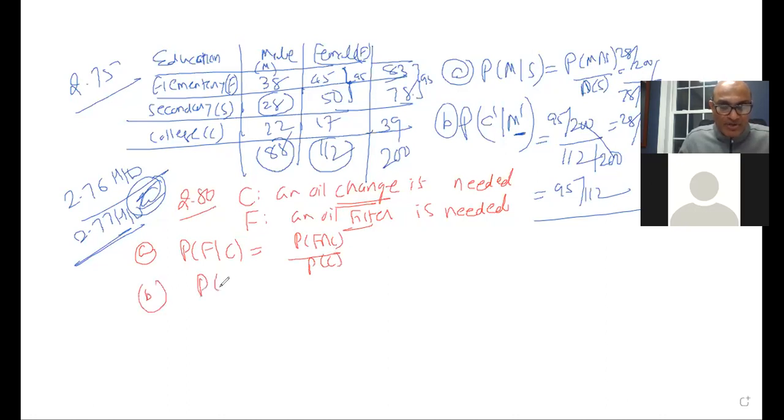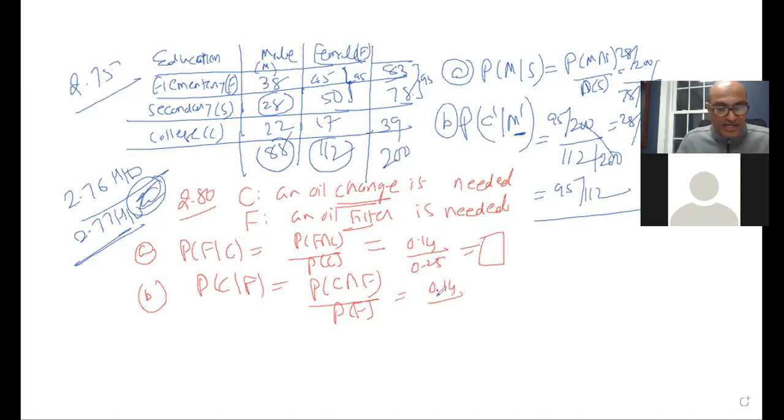And probability of C given F, that is equal to probability of C intersection F divided by probability of F. Here, probability of F intersection C that is given in the book, that is equal to 0.14. And probability of C that is equal to 0.25, and you are getting the answer. C intersection F is 0.14 and probability of F is equal to 0.40. And that is the answer. So that's how you can solve this example 2.80.